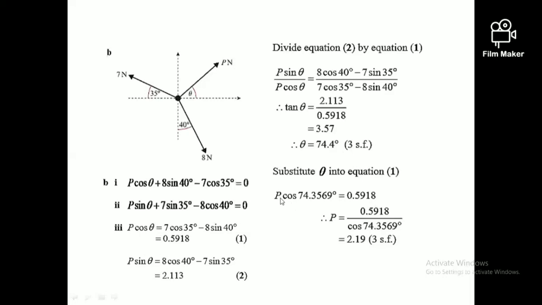What I did here in this equation: P cos theta equals 0.5918. P cos theta, what is theta? 74 point something, equals 0.59. I have substituted the exact value over here, which is what you obtain. That is why you get some more decimal places. With that you can get the answer as P is 2.19, right?